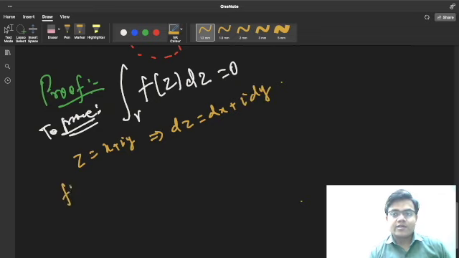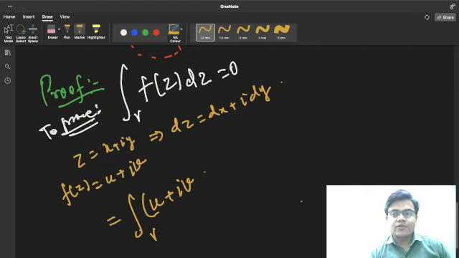Okay, and what is your f of z? Your f of z is nothing but u plus iota v. So hence you can see how it looks. Certainly on this gamma, f of z times dz will become u plus iota v in place of f of z, and in place of dz you will write dx plus iota dy.